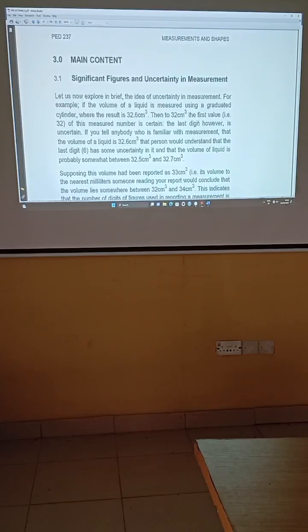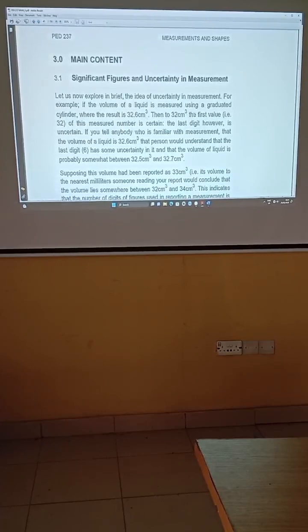This is PET 237, measurements and shapes. We are going to consider significant figures and uncertainty in measurements. We'll continue our teaching series. Let us explore in brief the idea of uncertainty in measurements.